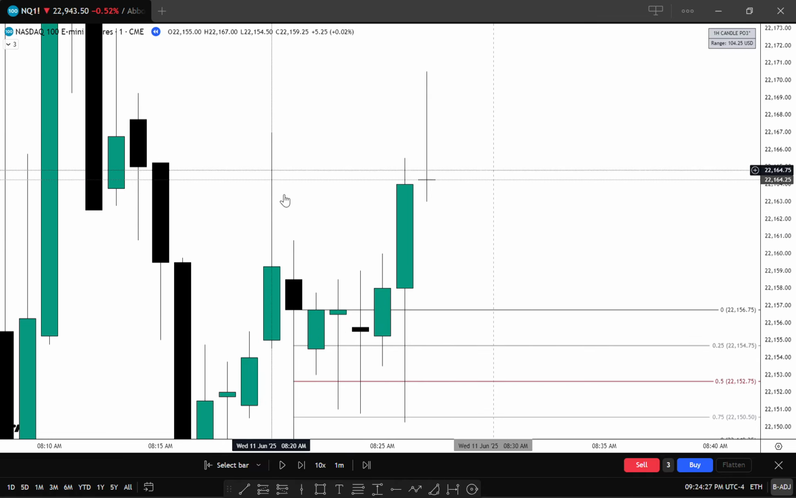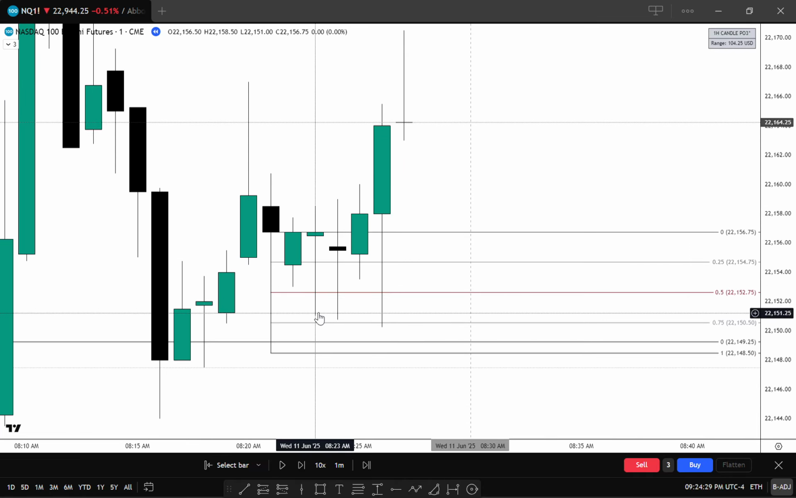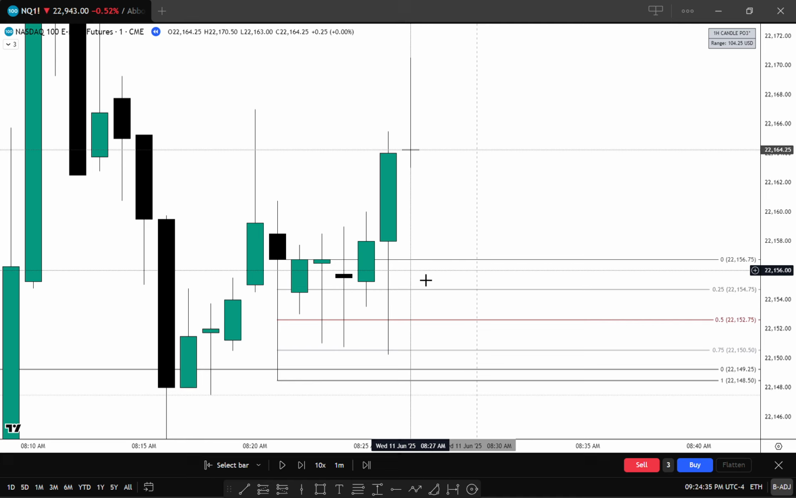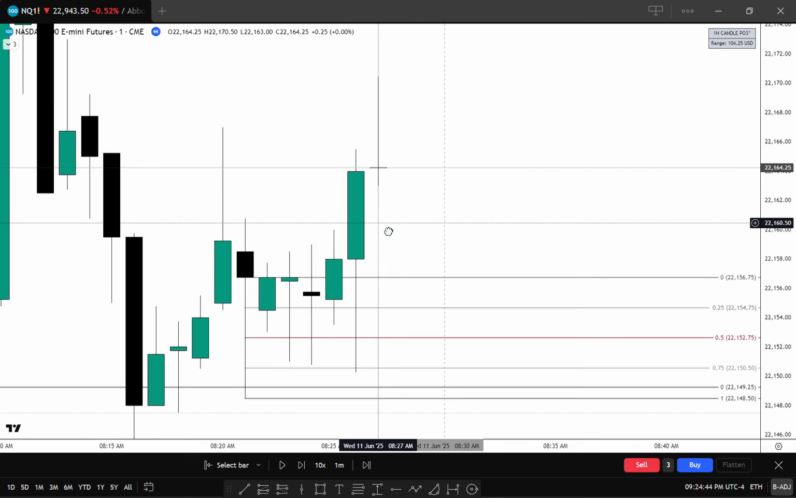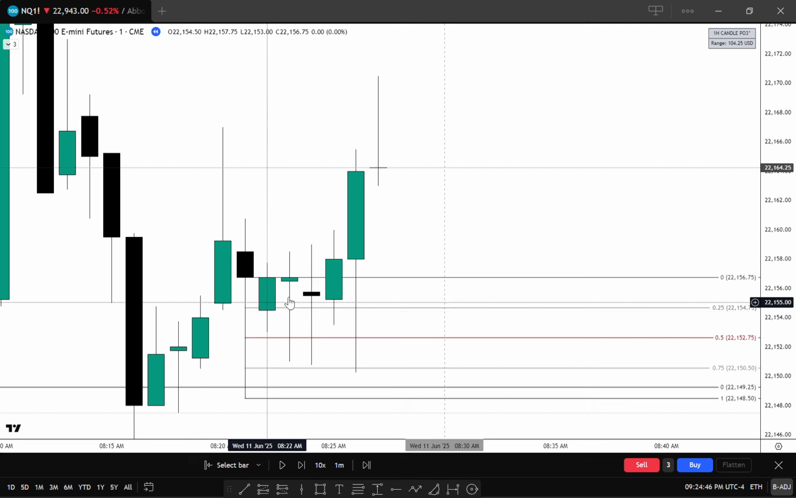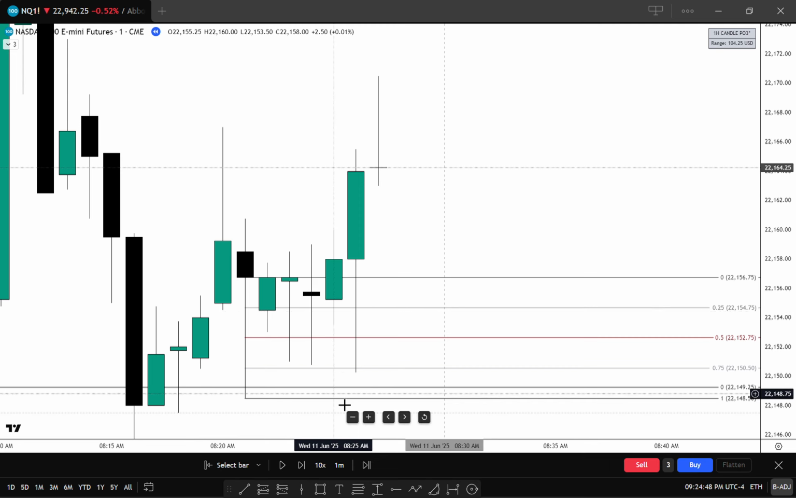Okay, so right here, we tap into the CE of this again. Now look at this candle here. The consequent encroachment, like I said, can be framed as invisible fair value gaps on the lower time frame, correct? So if we tap into it, it's the same thing as tapping into the consequent encroachment of a fair value gap, correct?